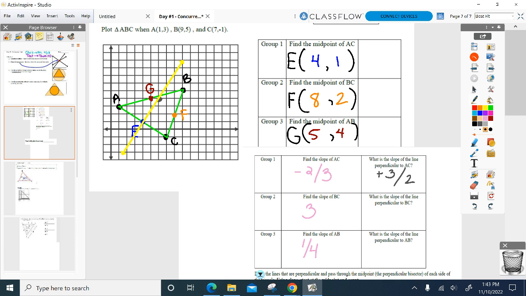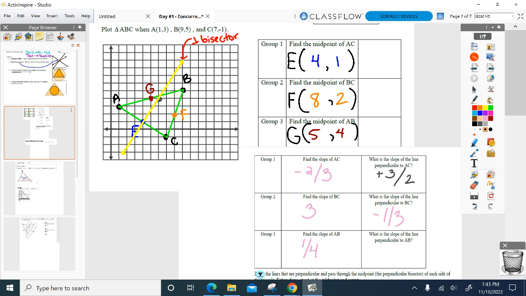Agreed? Okay, why don't we actually put a little note right there. That is a perpendicular bisector. I want to do it to the other two sides too. Let's do this to side BC now. Do the perpendicular bisector for side BC. So if the slope of BC was 3, what's my perpendicular bisector going to have a slope of?